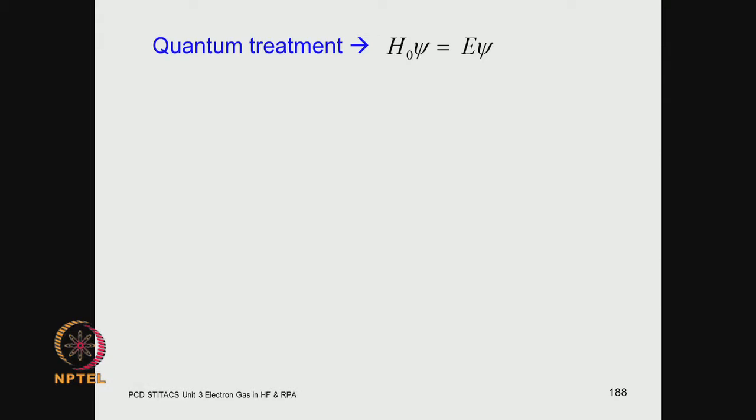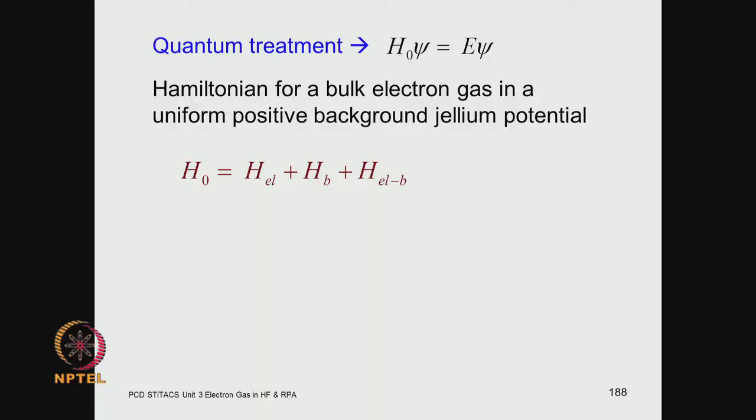Now, we will proceed to develop the quantum treatment, because our treatment thus far has been predominantly classical. It was at best semi-classical. And in quantum theory, what you will have to do is look for the solutions of the Schrodinger equation. Our Hamiltonian here is what you have already discussed. It is the Hamiltonian for a bulk electron gas in a uniform positive background Jellium potential. Now, we have developed this Hamiltonian in great detail. We have spent a lot of time in getting the explicit form of this.